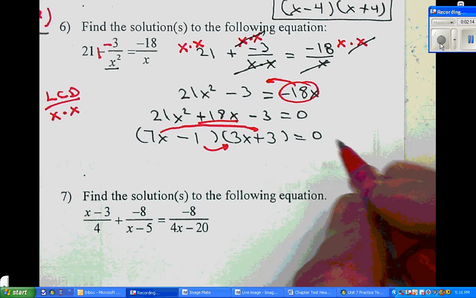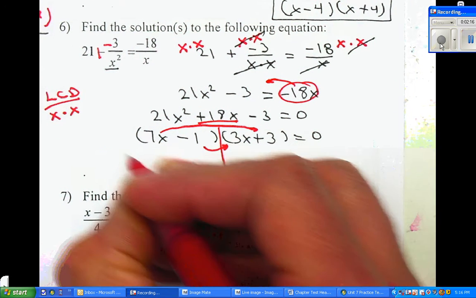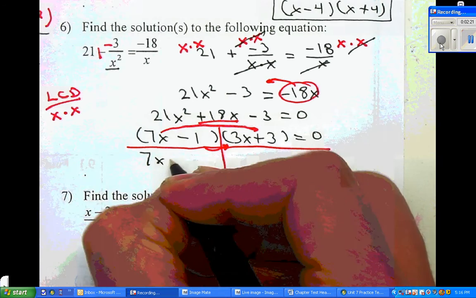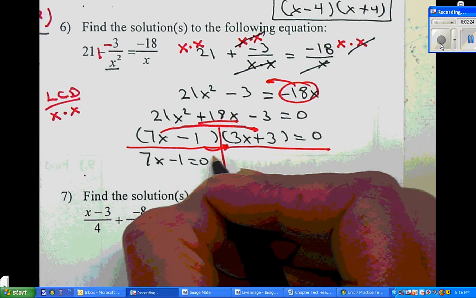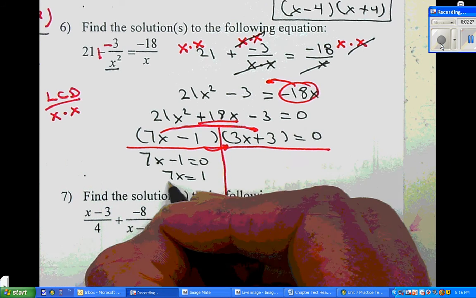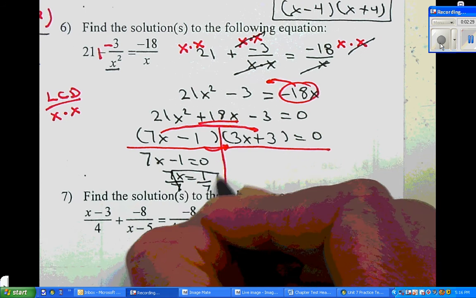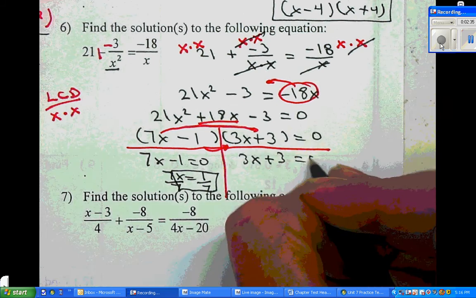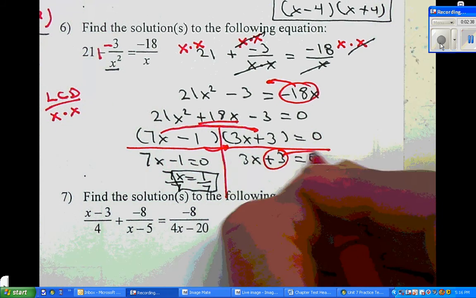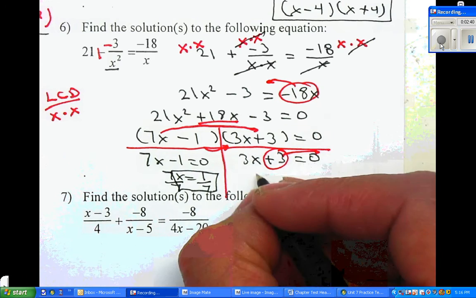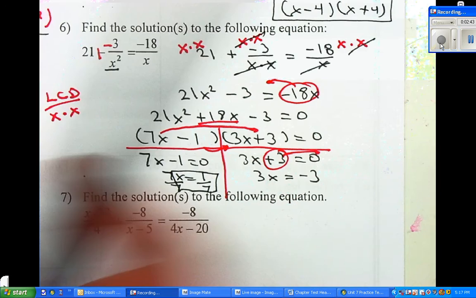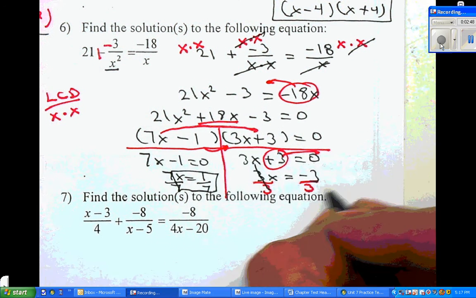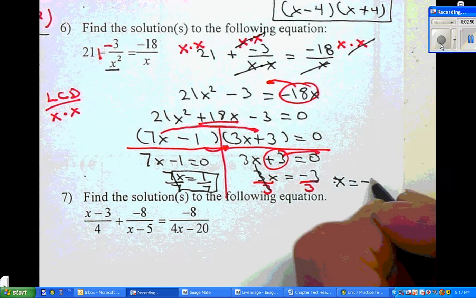From here, because it's equal to 0, I can use my zero product property. So it gives me 7x minus 1 equal to 0. Move my 1 to the right, 7x is equal to 1, and divide by 7, x is equal to 1 over 7. Right hand side, 3x plus 3 equal to 0. Move my 3 to the right hand side, and it becomes a negative, so it gives me 3x is equal to negative 3. Divide by 3, divide by 3, so that gives me x is equal to negative 1.